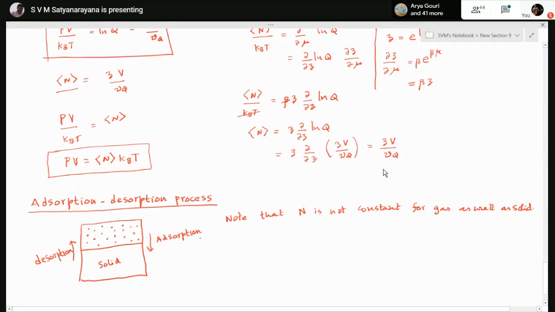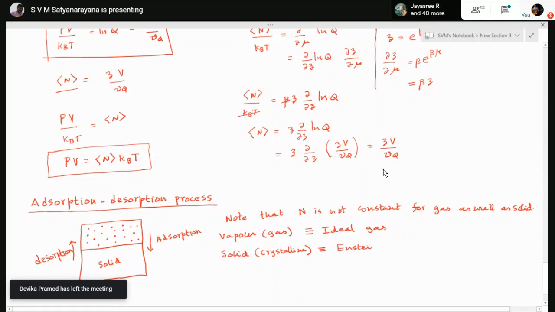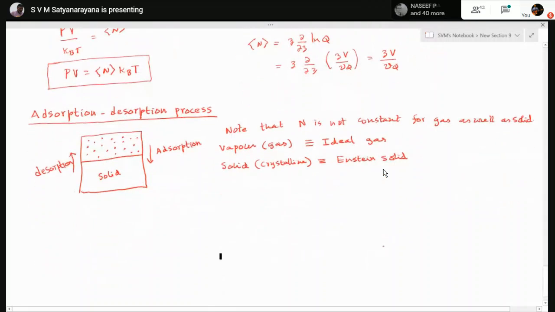Let me make my model slightly simple. So the model is that I'm going to consider this vapor, or what we call gas. I'm going to model this as an ideal gas. And then the solid is there, basically a crystalline solid. I'm going to model this as an Einstein solid. What is an Einstein solid? Einstein solid is the one for which the excitations are like Einstein's model excitations, thermal excitations. I'm going to consider this so that I can do calculations easily, because these calculations we are already familiar with.